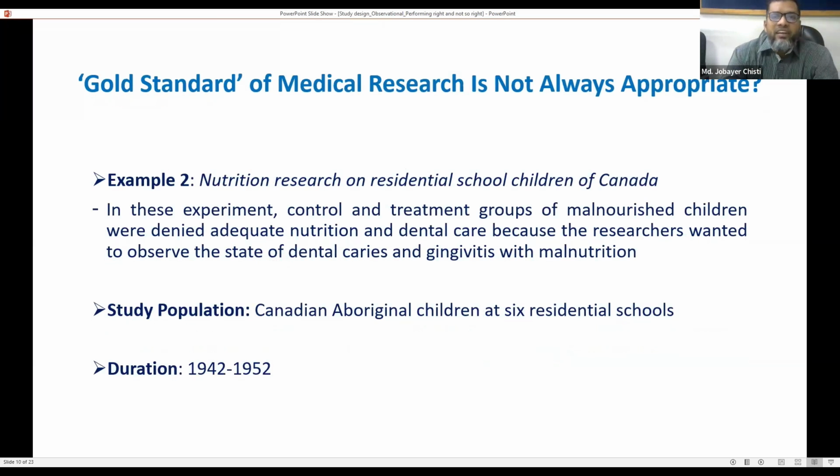If I give you a second example, there's a nutritional research on residential school children of Canada. In this experiment, control and treatment groups of malnourished children were denied adequate nutrition and dental care because the researchers wanted to observe the state of dental caries and gingivitis with malnutrition. The study population were the Canadian Aboriginal children at 6 residential schools. And the study was done, I think, between 1942 and 1952.